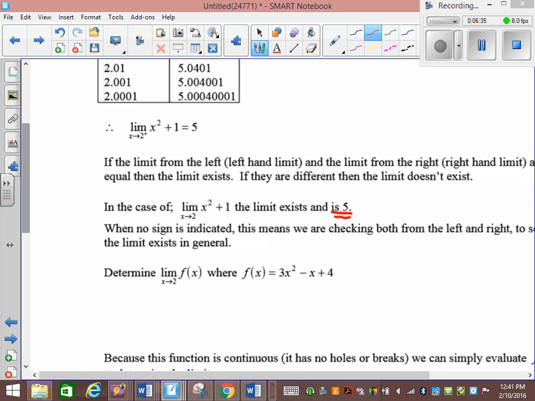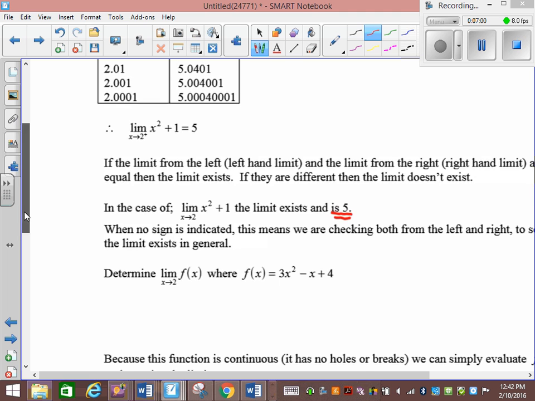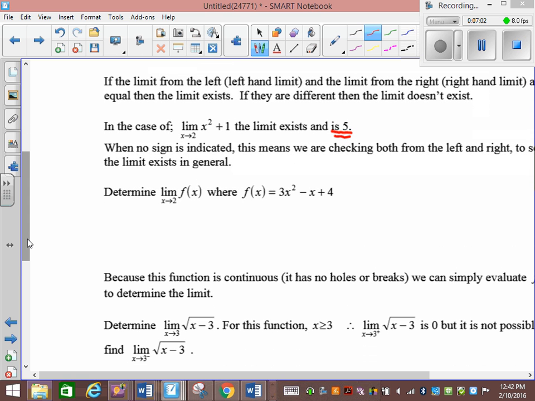And this will make more sense when I have a few where the graphs are drawn and you'll be able to see from the left and right too, where there's holes, when it doesn't work. When no sign is indicated, this means we are checking both from the left and the right to see if the limit exists in general. So in order to find this limit, if it's from a piecewise graph, you'd actually have to look from the left, look from the right, see if it's the same value, and if it is, then that's what it is. Okay?